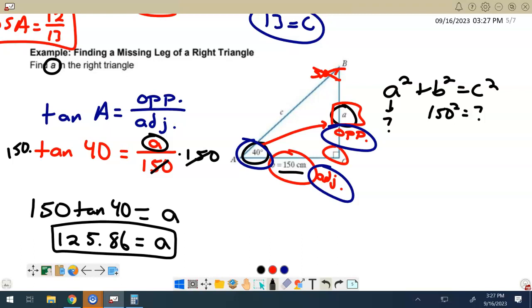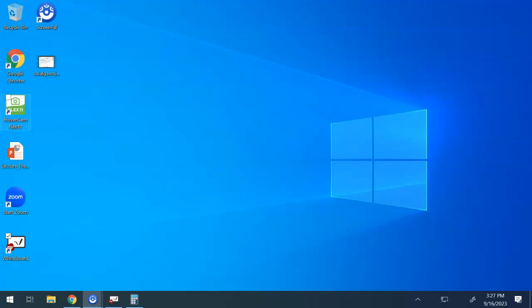I feel like I just want to double check it. I have a scientific calculator here, so let me just double check it on mine. So again, on my calculator, I'm going to type in 150 times tangent of 40. Maybe I could just show you. Actually, I could probably bring it up on the screen here so you guys can see what it looks like in the calculator. So right here.